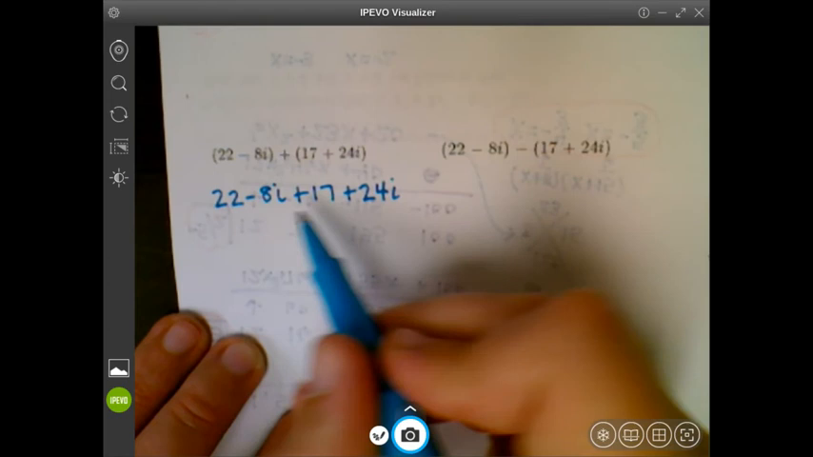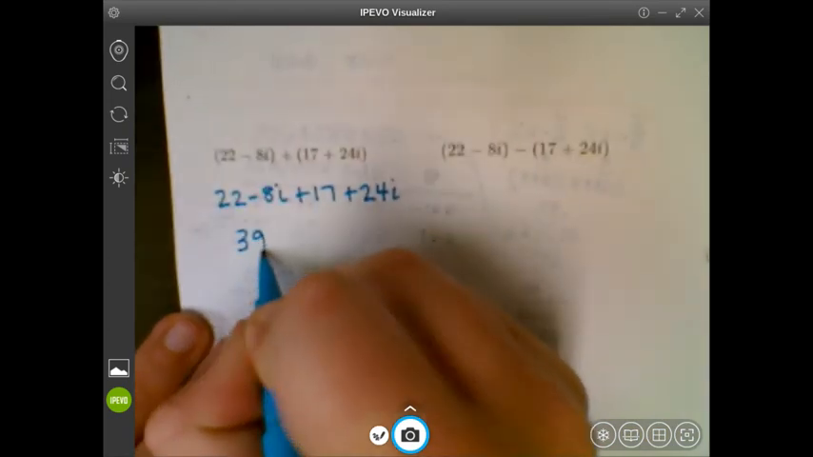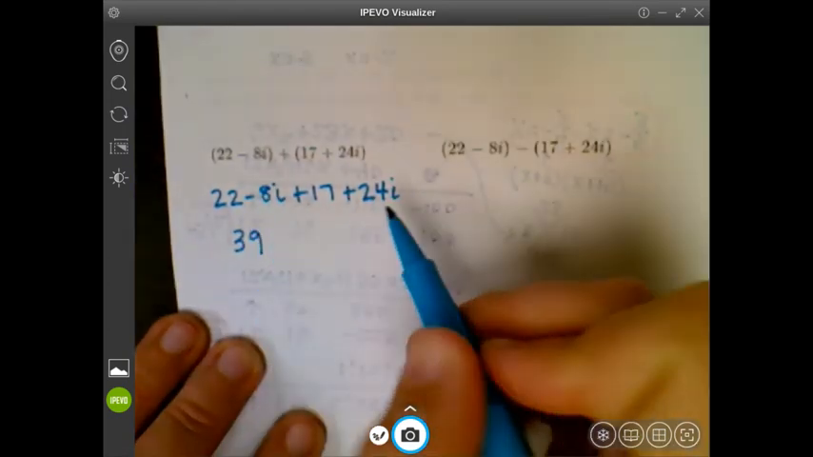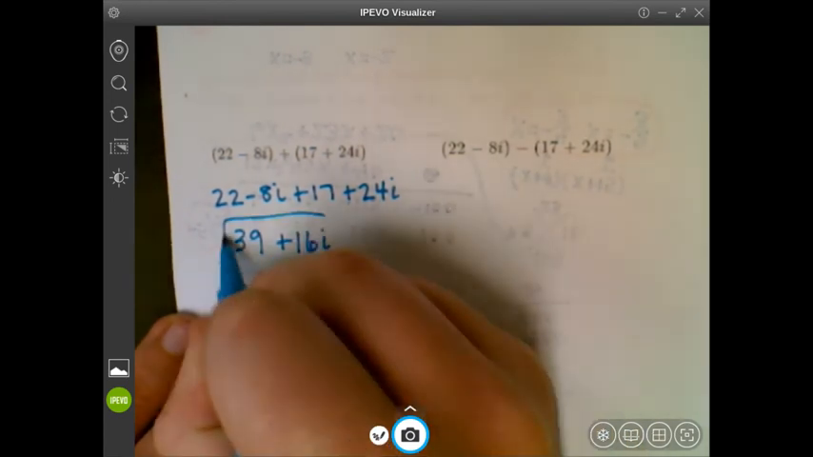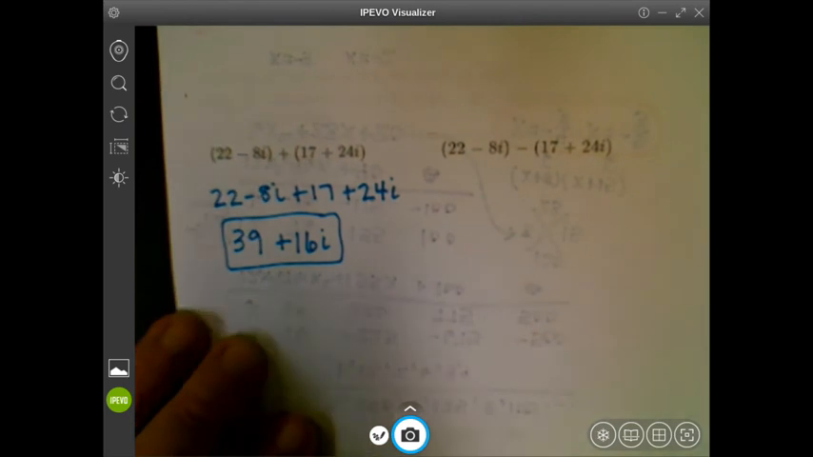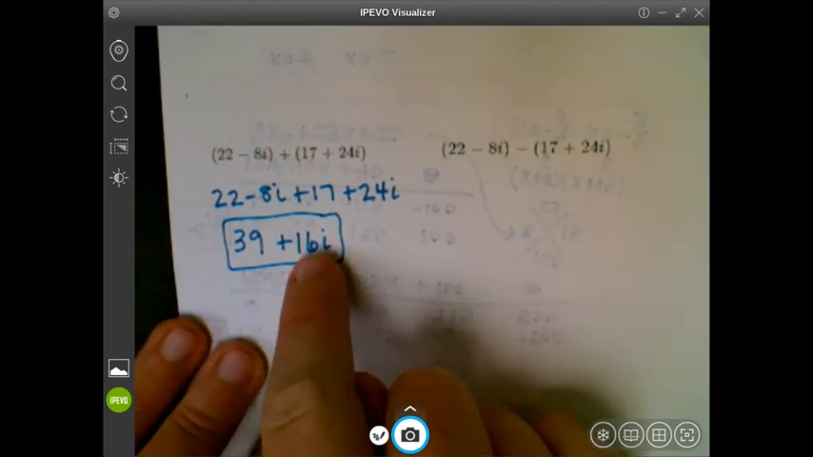And then it really is just combine like terms. So 22 plus 17, that's 39. And then negative 8i and 24i, add those together, we would get 16i. So this is 39 plus 16i. Note that these two are not like terms, right? One has an i, one doesn't.